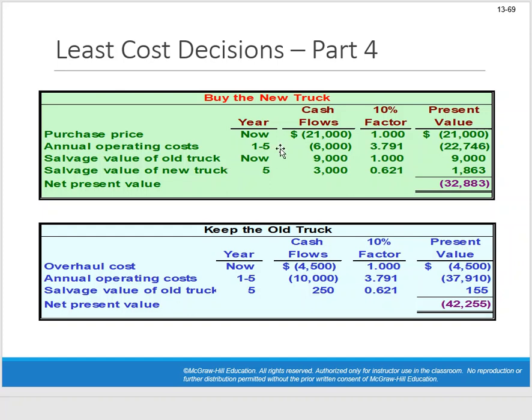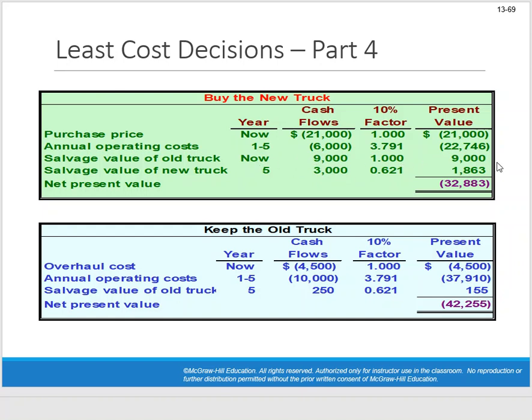Our annual operating cost, we treat that as an annuity, so an outflow of $6,000 a year for 5 years. We go to the second table, PV of an annuity, go to row 5, 10% column, and we get 3.791. Salvage value of the old truck, now $9,000. That's huge. Really, if we offset that against the $21,000 outflow up front, seems like a pretty good deal.